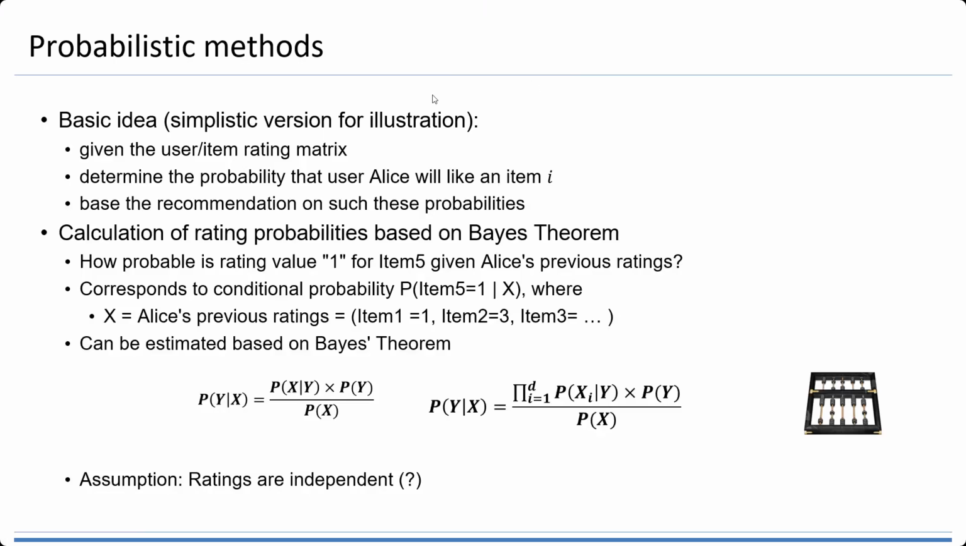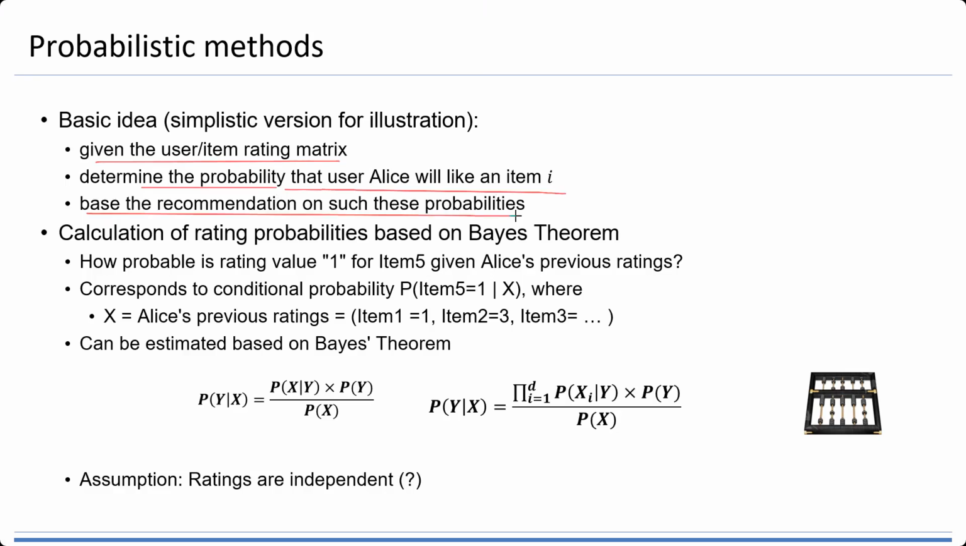Okay, the next section will be about probabilistic methods. So what is the probabilistic method? The basic idea is that, given a matrix, the user-item rating matrix, we want to determine the probability that the user Alice will like an item I, and base the recommendation on this probability.